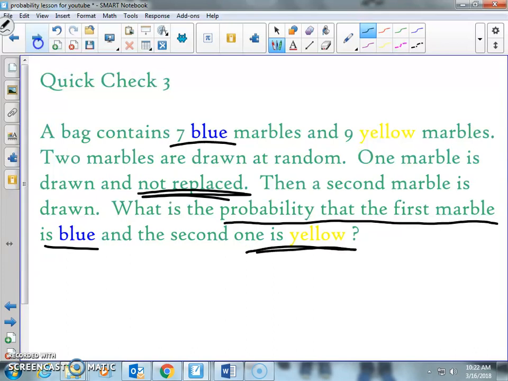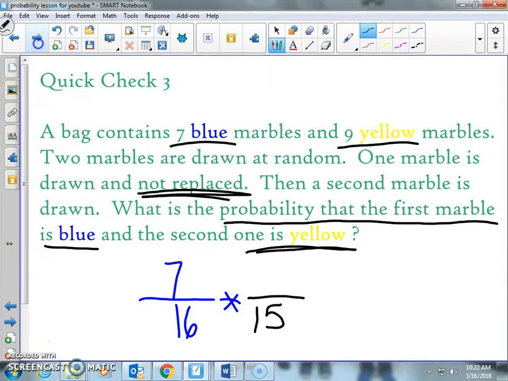Okay? There are 7 blue and there are 9 yellow. So let's talk about the first draw. My first draw, I'm looking for a blue marble. Well, I see 7 blue marbles out of, let's see, this is my first draw, so there are 16 marbles in there total. Now I know I'm going to multiply. My second draw. On my second draw, let's see, I didn't replace that marble the first draw. So on my second draw, there are only 15 marbles left in the bag. On my second draw, I want to get a yellow.